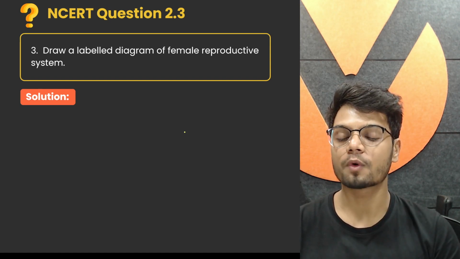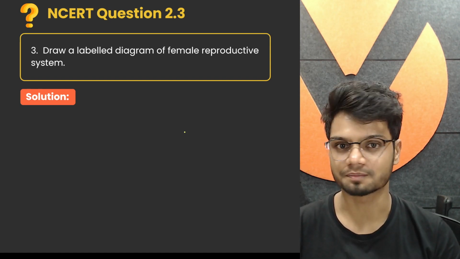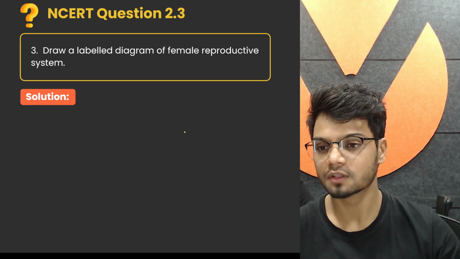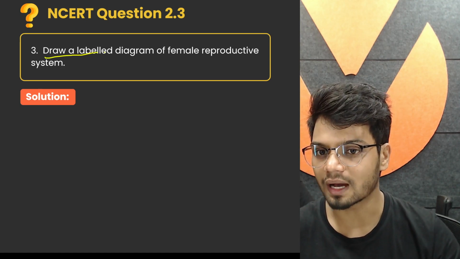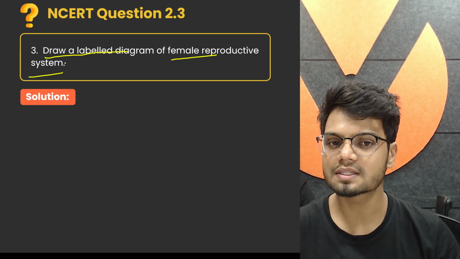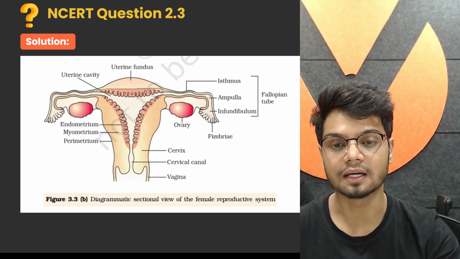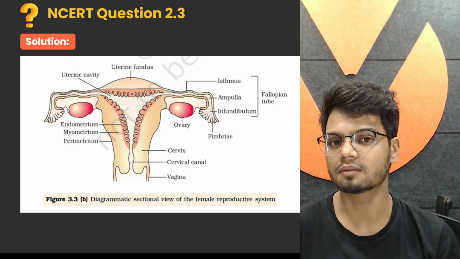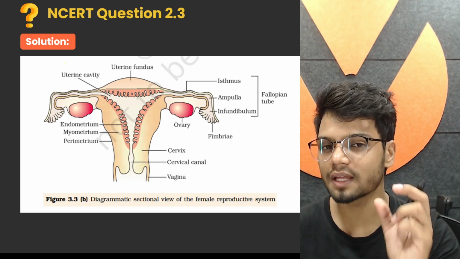Today, I'll be solving a question from the chapter Human Reproduction. Now, let's read the question first. The question says, draw a labeled diagram of female reproductive system. Just for the convenience, I have a diagram for you from your NCERT. So NCERT gives you this diagram. I'll quickly explain you each and every part of it.